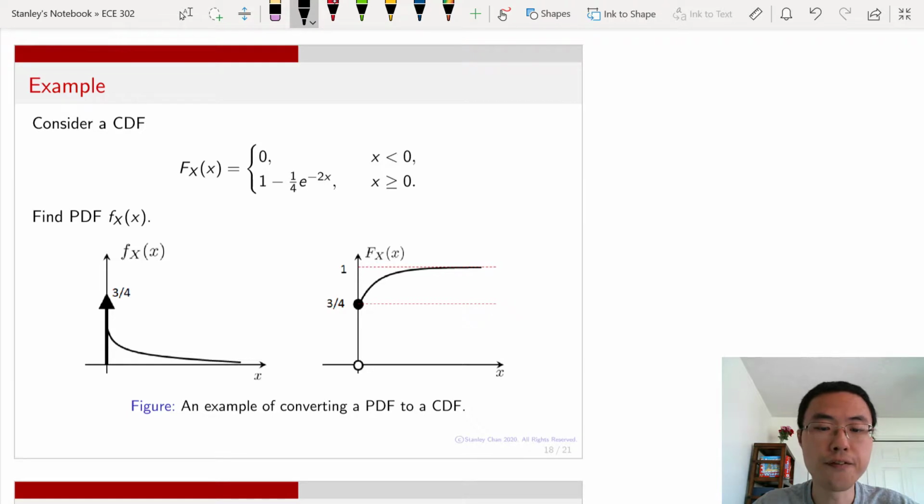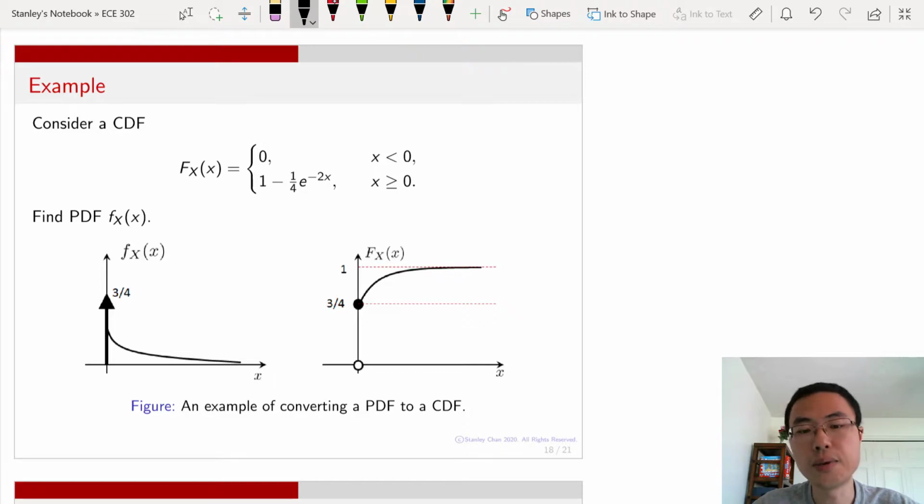It starts at 3/4. Why does it start at 3/4? You put this x to 0, then you have this number going to 1, and then you have 1 minus 1/4. That will give you a 3/4. So this is a CDF.